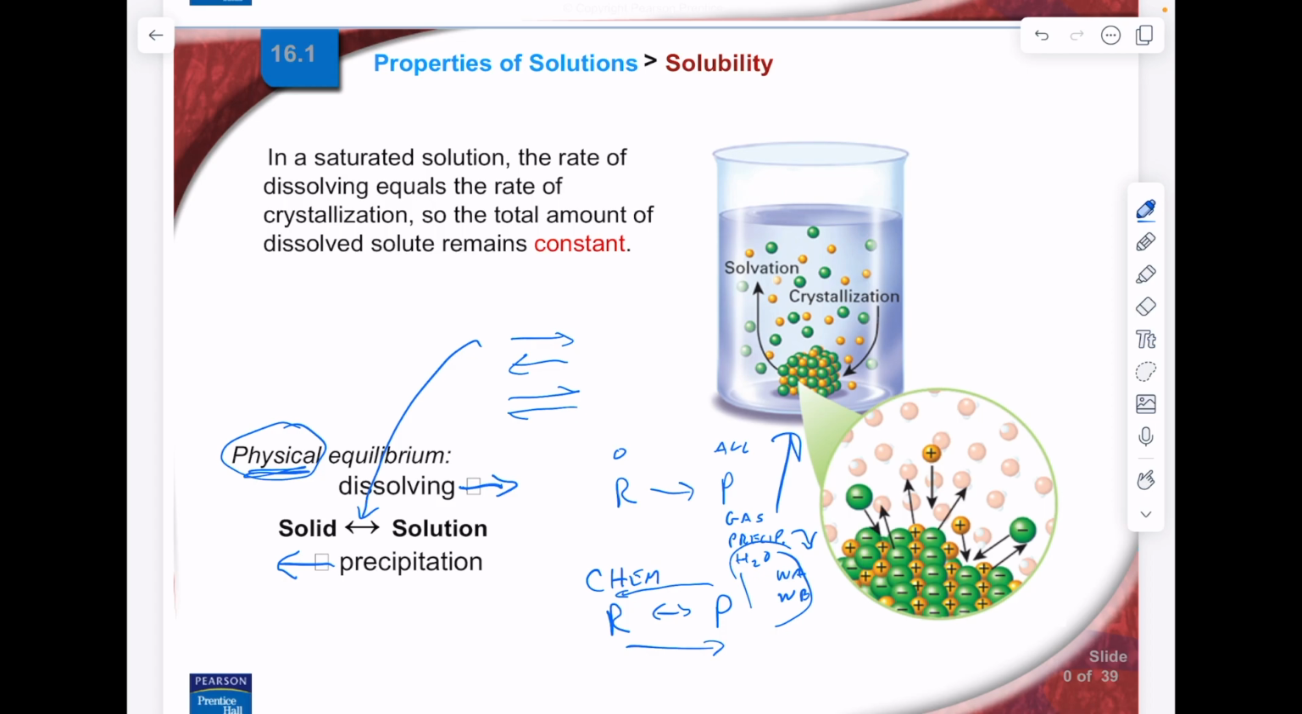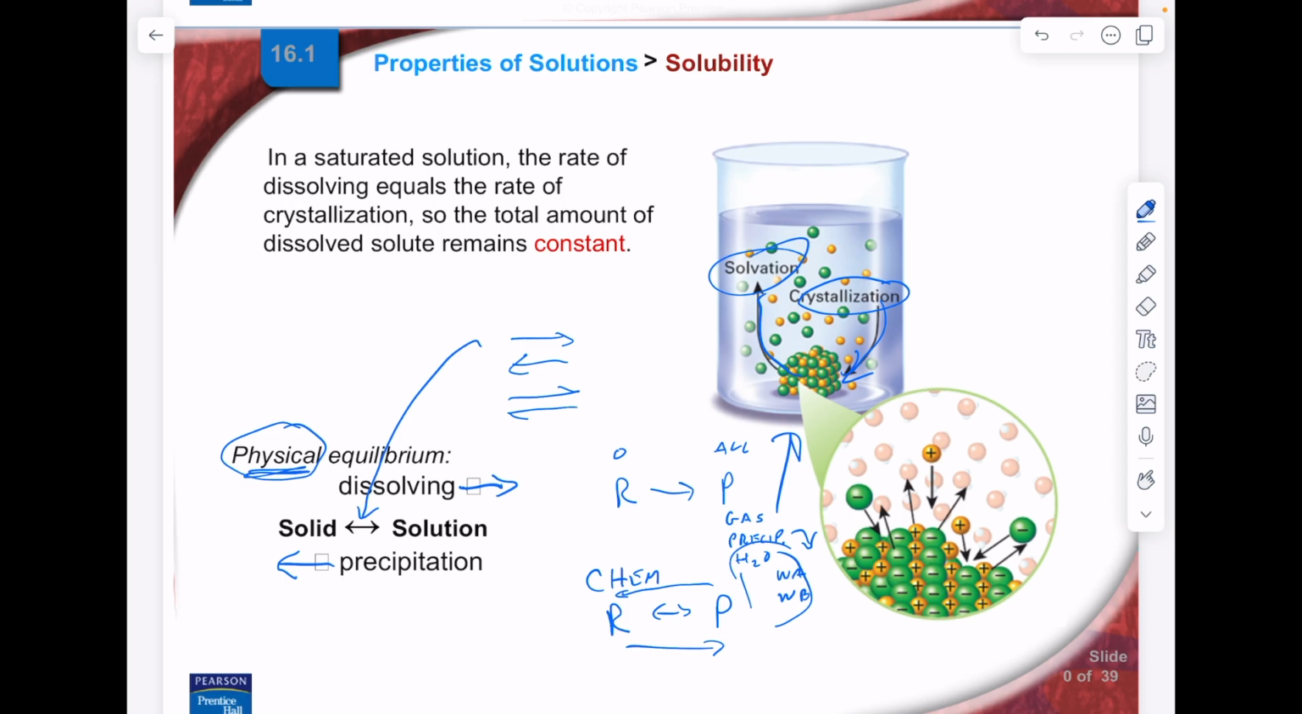So you might not even see any changes at all, but it's going on at the molecular level, the particle level, where solids are going up into solution, and we call that solvation. Meanwhile, particles that are in solution are precipitating out, and we call that precipitation or crystallization. And they're going on in both directions at the same time for this particular temperature.